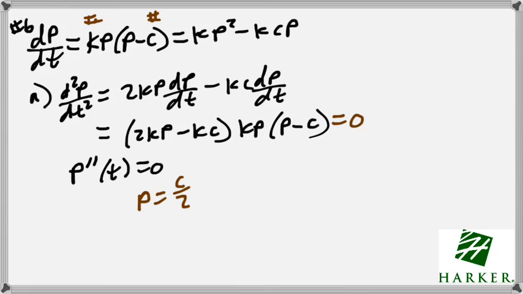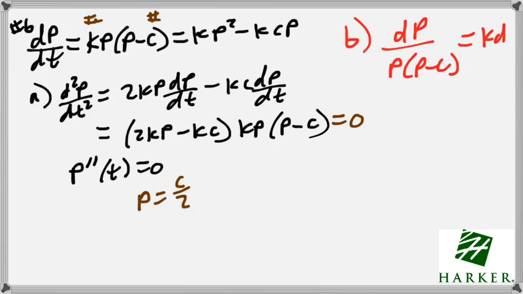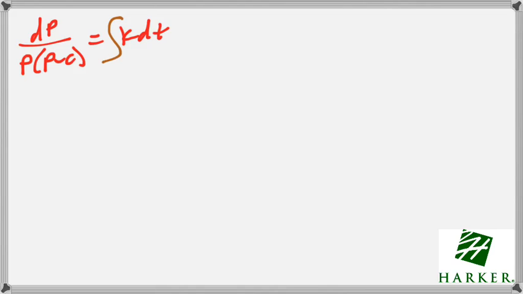Let me change the color here, and I'll probably go on to the next page too. I just want to separate the variables here. I'm going to leave the k alone. So I'm going to write it as dp over p times (p minus c) equals k dt. And then I'm going to integrate that. So let me go to the next page. We've got dp over p times (p minus c) equals k dt, and then let's find the antiderivative of this.